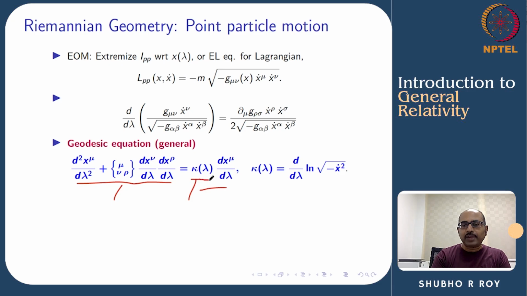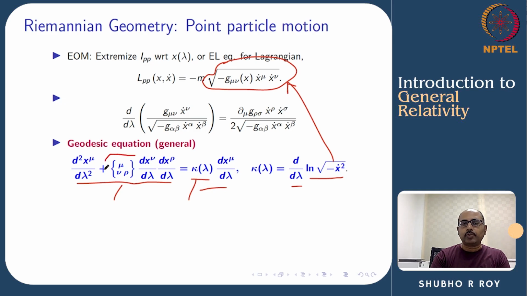First, this kappa of lambda is actually the derivative with respect to lambda of the quantity log of the square root of minus x dot squared. Remember, x dot squared is nothing but this quantity. So the square root of minus x dot squared is this quantity. Take a log of that and take a derivative with respect to lambda. That is what kappa is.